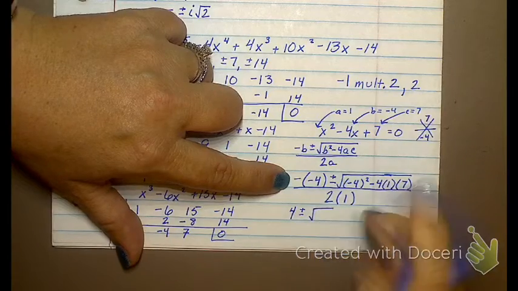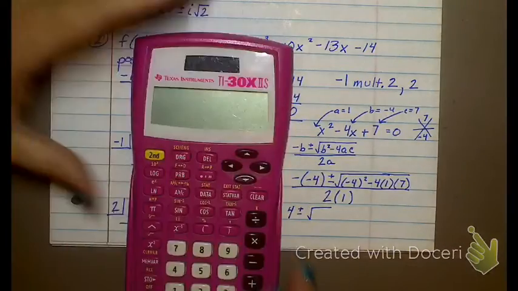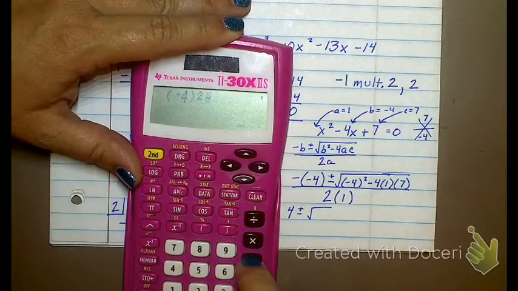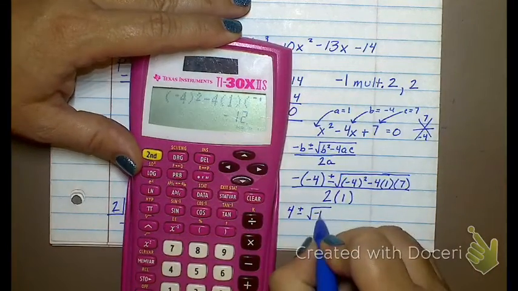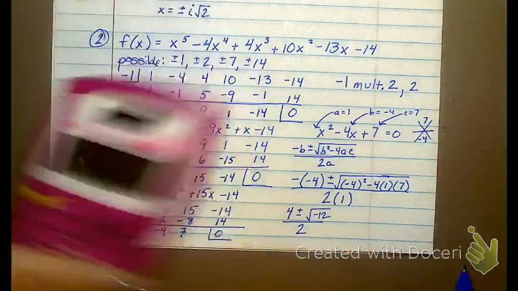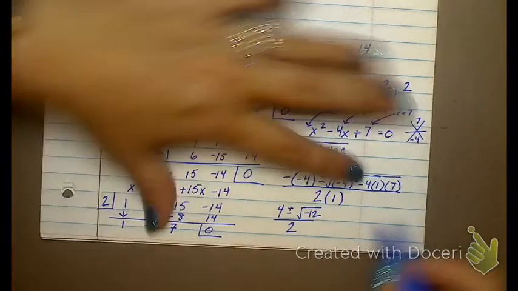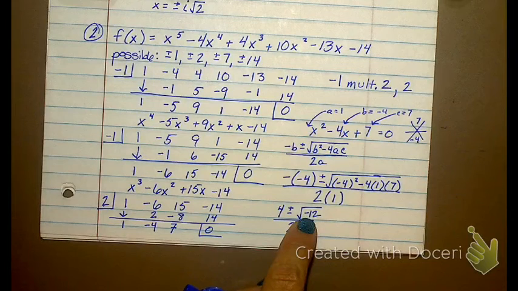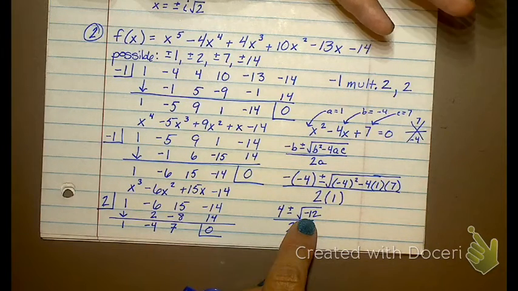Plus or minus. This part I like doing on my calculator, so I can get it all done at once. So let's see, parentheses, negative 4 squared minus 4 times 1 times 7 is negative 12, all over 2. Still a little ugly, isn't it? So I'm going to keep going. Now, if this is going to keep its radical, that means I'm not going to end up with nice numbers. I'm going to end up with a radical in my answer, right?